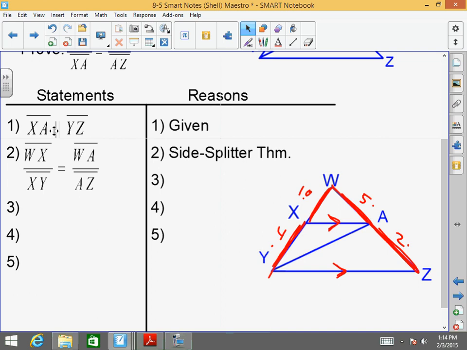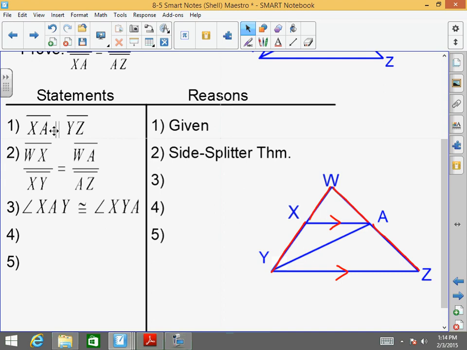Okay, remember, guys, you can always put numbers in this if you wanted to, just to make your lives a little bit easier. So I know that WX to XY will be proportional to WA to AZ because of side splitter. Thanks again. If you don't see that ever, just plug in some numbers. It may make your life a little bit easier to set up these proportions. I know that it would make my life easier, so no worries.